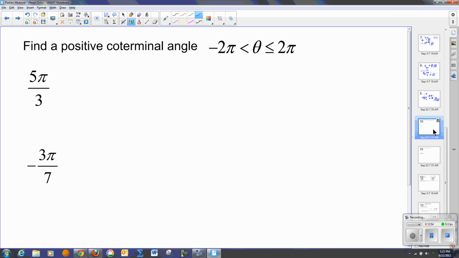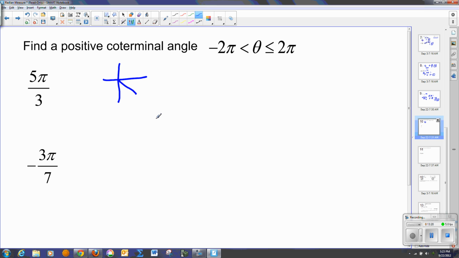We're going to find a positive and negative coterminal angle for the following degrees. If you remember, coterminal angles are angles that have the same terminal ray. And in order to do that with degrees, we needed to either add or subtract 360 in order to get a coterminal angle. So at 5 pi over 3, I am in the 4th quadrant.